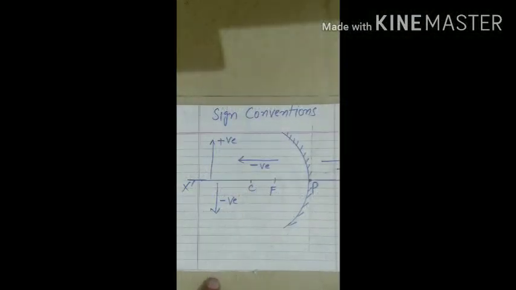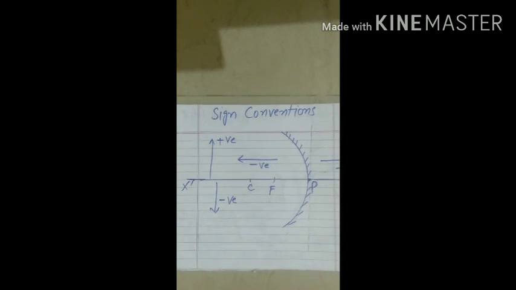Once more, this is the third lecture on reflection of light. Two lectures you have already received. Now in the third lecture, I am going to discuss with you the numerical part: mirror formula and magnification, basically linear magnification. First of all, we have to understand the sign conventions used in case of spherical mirrors.